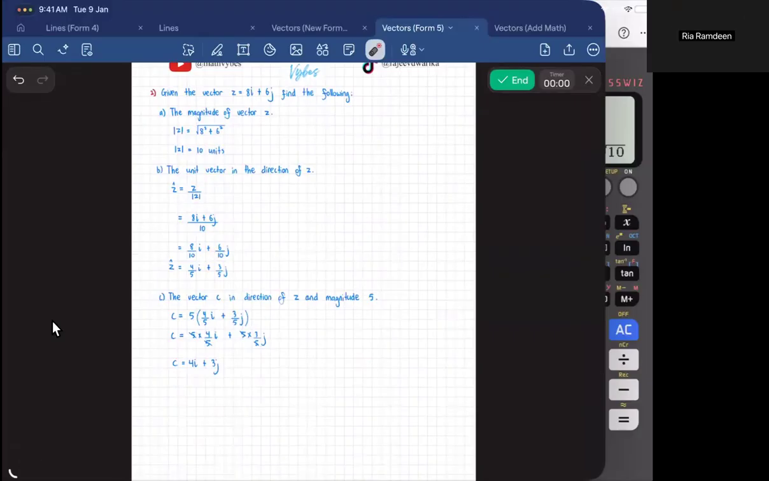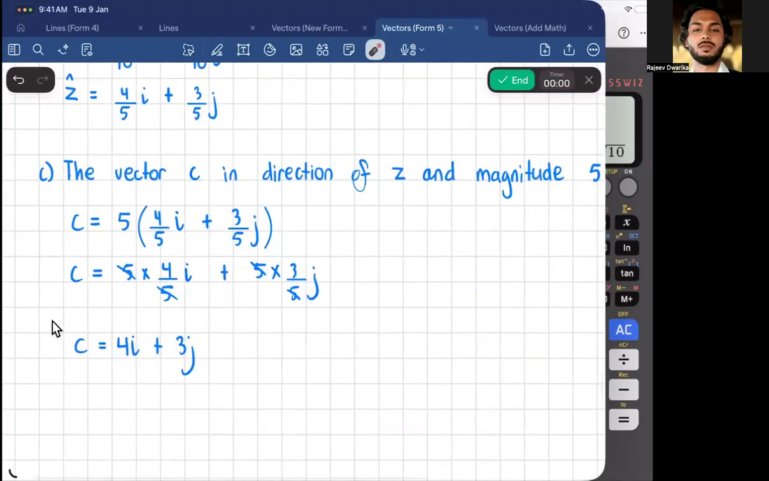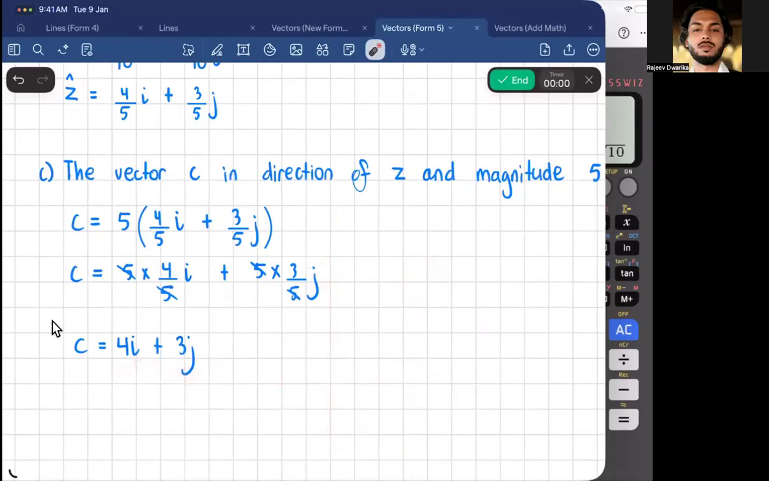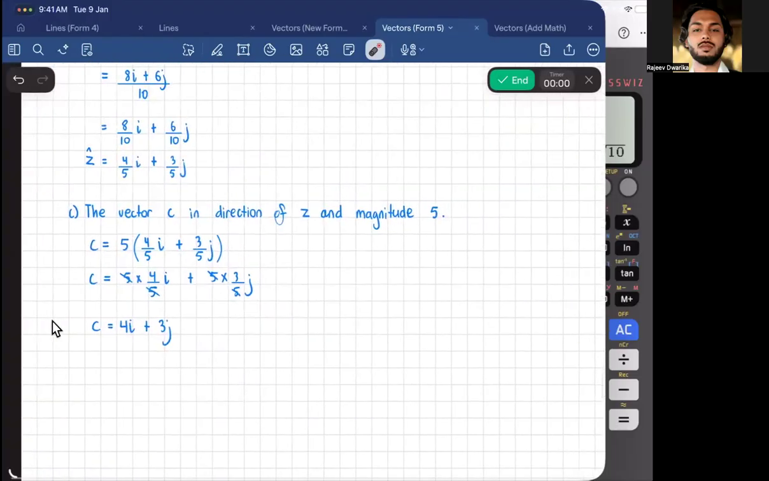If you just write 0.7, what does that mean? When I write 4i plus 3j, it literally means that I have to move 4 to the right and then 3 up. That's the whole point of it. It's a vector. If you just write a number, I don't know what that means. So be careful.